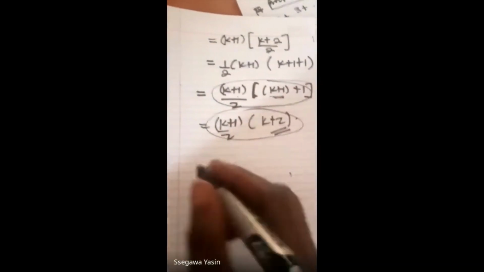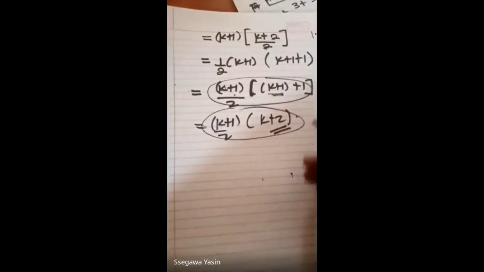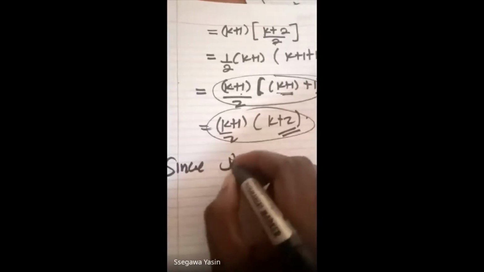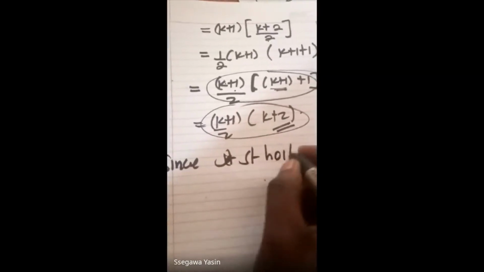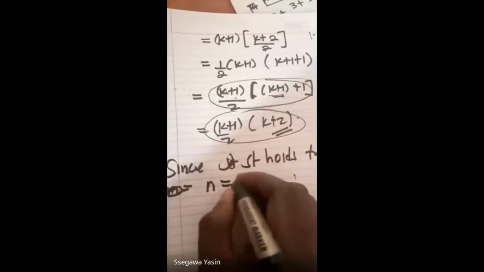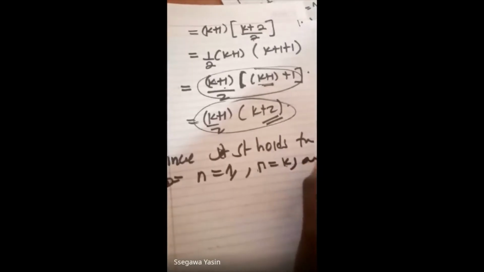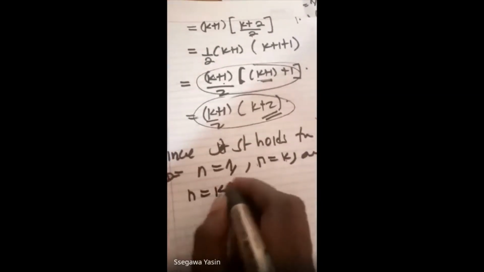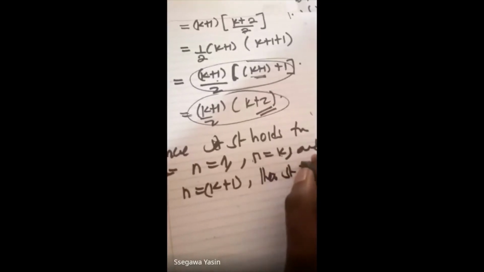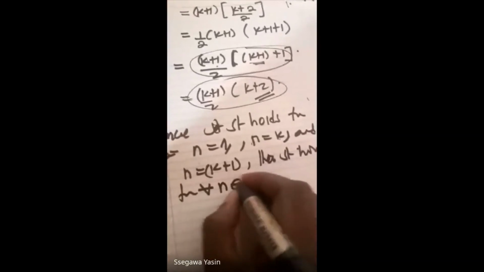Now, remember I have shown the 3, so we have to go to the 4th. Since it holds for n is equal to 1, n is equal to k, and n is equal to k plus 1, then it holds for every n coming from n.